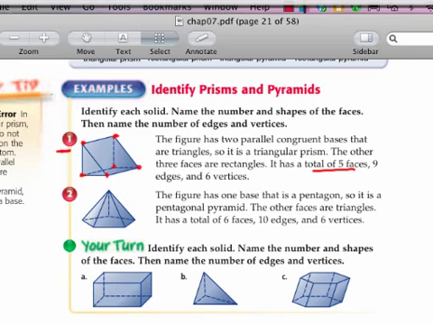All right, so let's take a look at number 2. Number 2 isn't one that we showed you, one of the common ones, but notice that we've got a base right here. We've got a point at the top. So this is going to be a pyramid, and we just need to count how many sides this pyramid has. There's 1, 2, 3, 4, 5. So this would be known as a pentagonal pyramid.